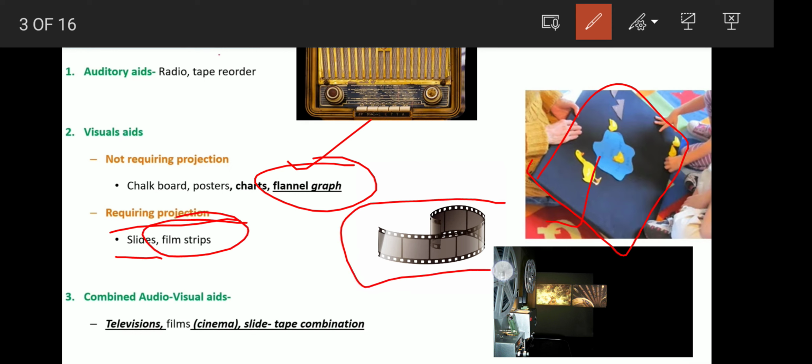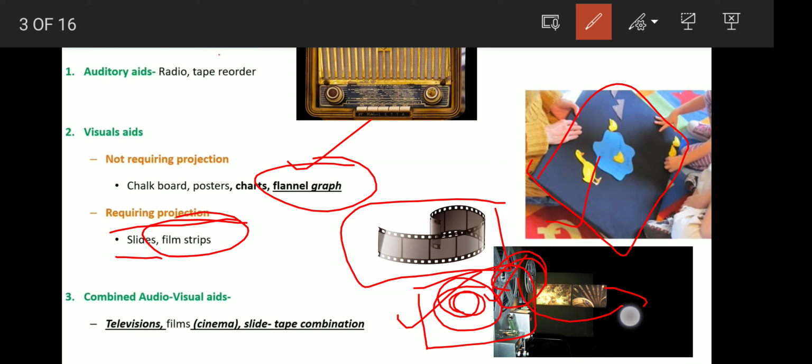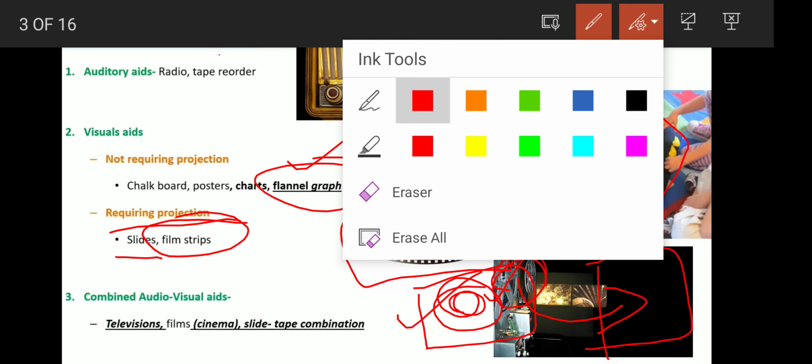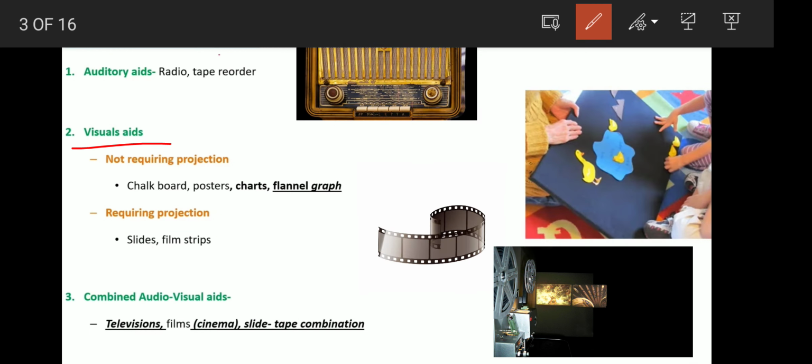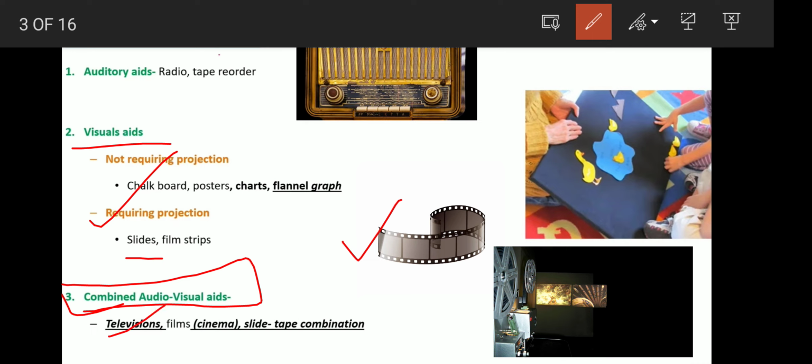You can see the film strips which are put in this recorder type, which will be inserted in this projector, and this film strip will run, and the pictures will be projected here on the screen. So we see that the visual aids which require projection include the film strips and slides. Combined audio visual aids. In combined audio visual aids, we have televisions, films, that is cinema, and slide tape combination.